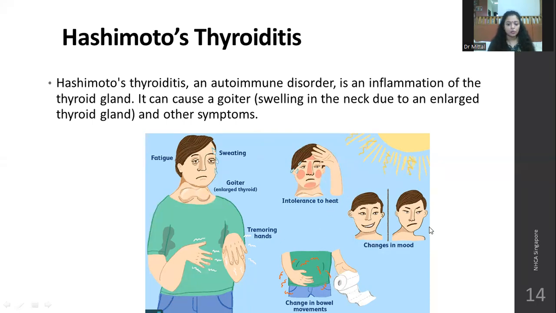Mood swings, tremoring hands, that is shaky hands. Changes in bowel movements, diarrhea. Some days it is normal defecation, some other days it is diarrhea. So this is about Hashimoto's thyroiditis.